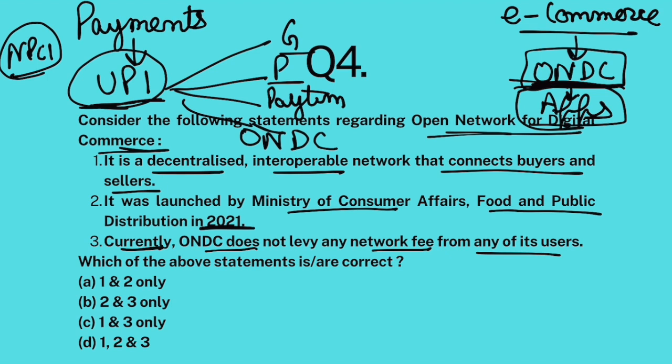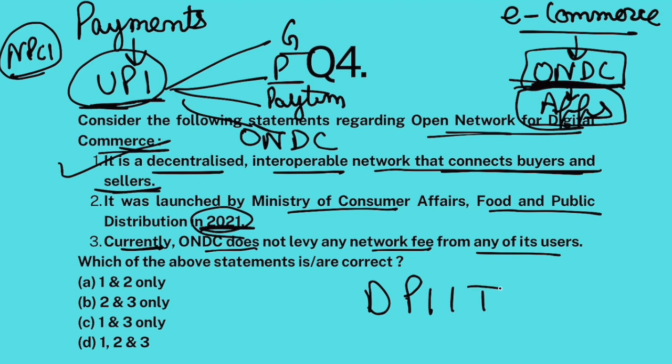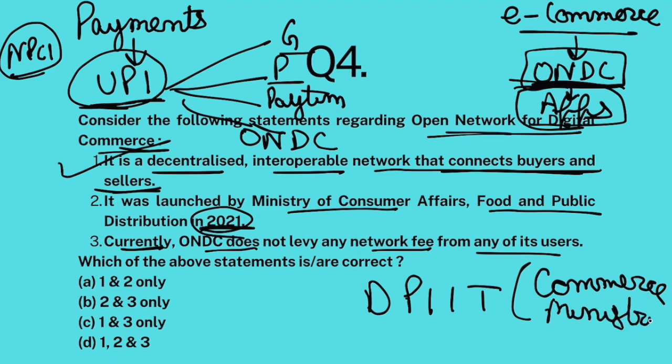So as to boost e-commerce, right? So it is a decentralized, interoperable network that connects buyers and sellers. Absolutely correct. Now, this was launched in 2021, but it was launched by the Department for Promotion of Industry and Internal Trade, which is under the Commerce Ministry. It was not launched by the Ministry of Consumer Affairs. So this is false.